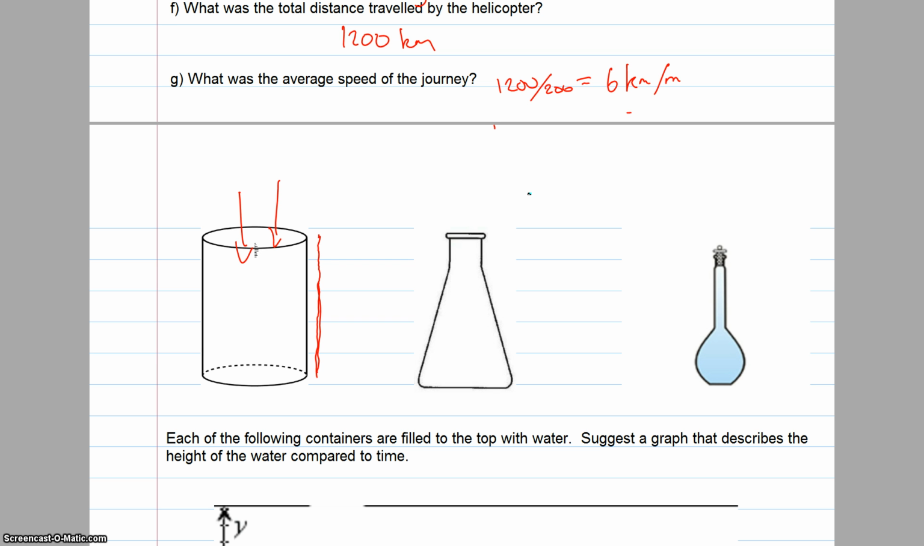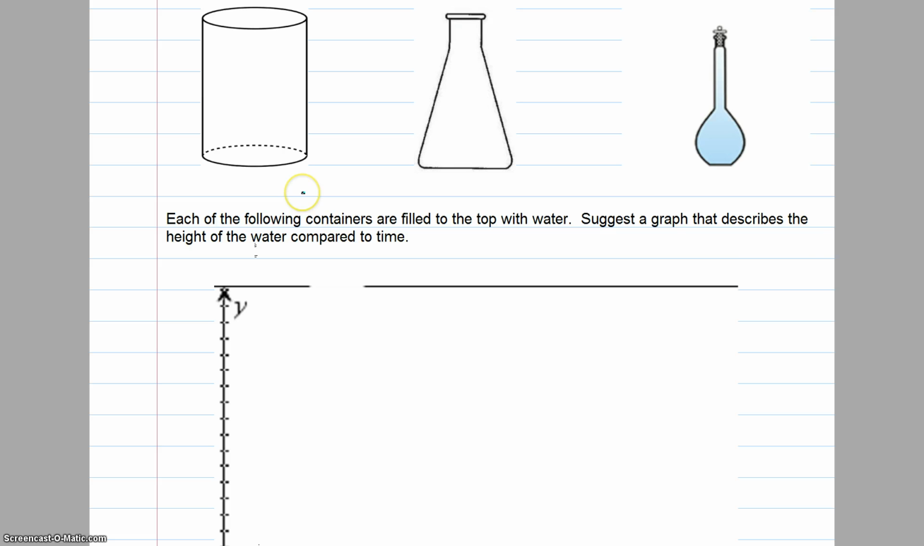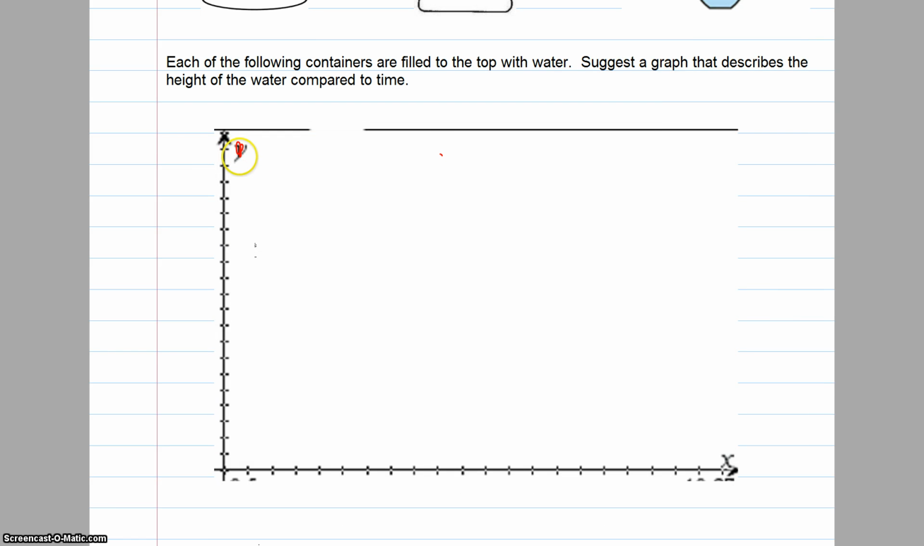The first one's probably the easiest to see because the height will be a fairly constant rate of change. It's a consistent shape from top to bottom, so assuming the water is going in at a constant rate, which is what we're assuming for all of them, the height will increase fairly steadily. So I won't call that y, I'll call it height, and I won't call that x, I'll call it time. It'll start at 0, the height will be 0, and by the end the height will be up to the top, which we'll say is up there.